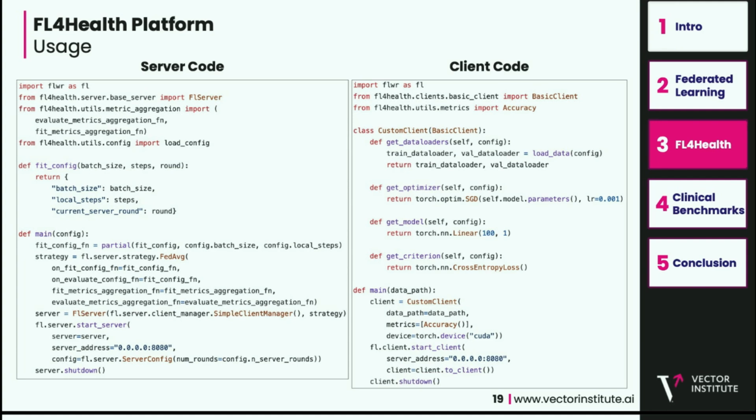And then if we hop over to the client code, all we have to do on the client side is basically define how the client is going to get their data, so get their data loaders, define what optimizer they're going to be using, what model they're going to be training, and the local loss function. We could also pass some metrics that we want to calculate on the local data, and then we can simply start the client. We'll run this client code for each one of the clients that we have, and once we start the server and start the client code, federated learning will kick off automatically.